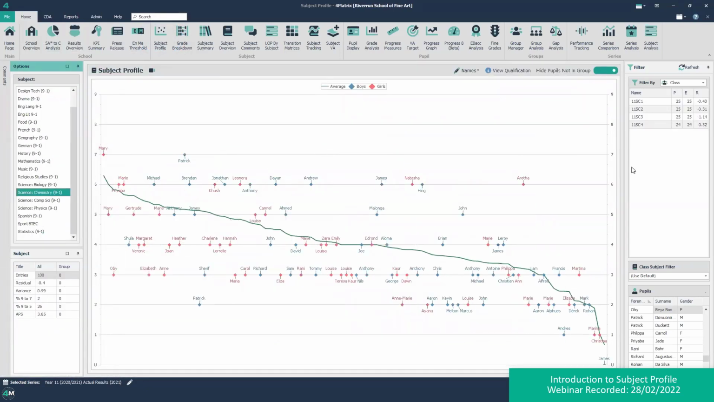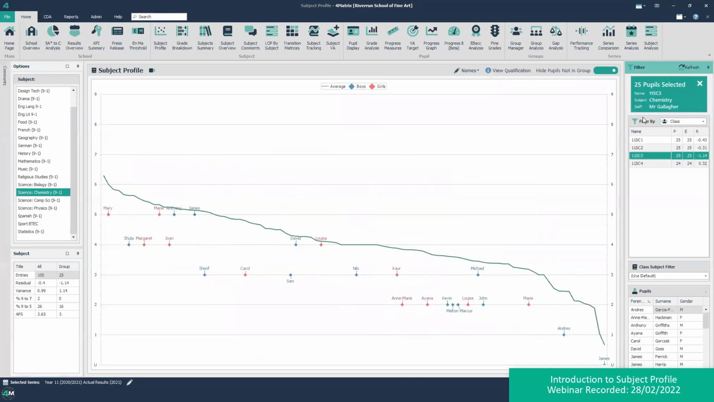So you can see what that looks like on the subject profile. Again, you can see here that literally no pupil in that class is achieving their average grade across all their other subjects in chemistry, i.e. every pupil has got a negative residual.